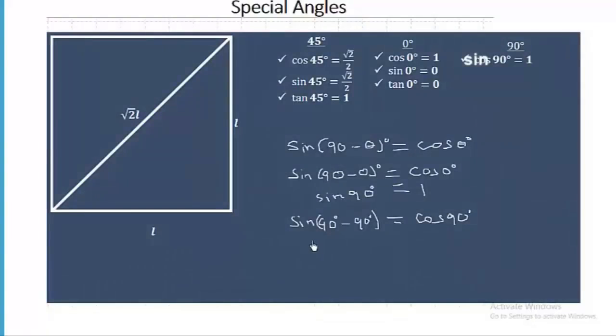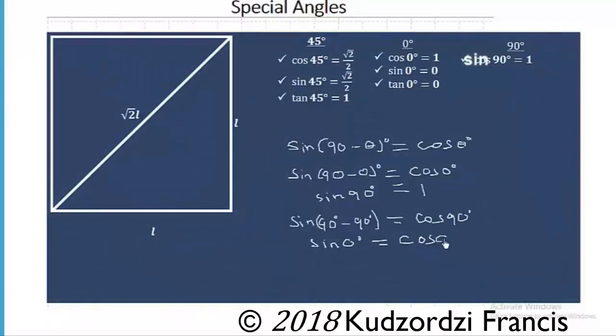So sine 90 minus 90 will give us sine 0 degrees equal cos 90 degrees. So cos 90 degrees, we know that sine 0 degrees will give us 0. Hence, cos 90 degrees is equal to 0.